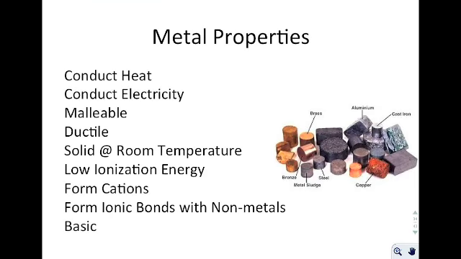Properties of metals: they conduct heat, they conduct electricity, they're malleable, which means they can be pounded into thin sheets. They're ductile, which means they can be drawn into thin wires. They're solids at room temperature. They are very, very easy to ionize. They form cations when they do, which means that they are positive metal ions, and they form ionic bonds with nonmetals. They tend to be basic, so if you were to add them to acids, they tend to neutralize them.